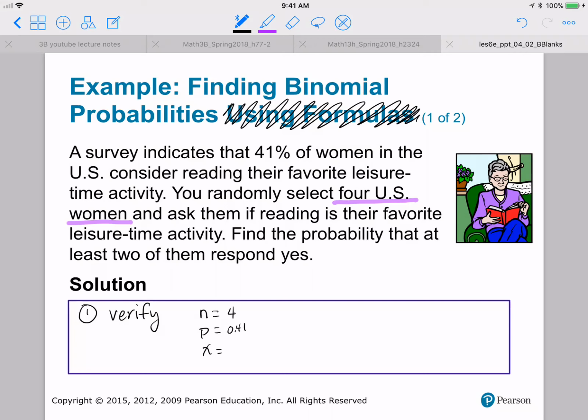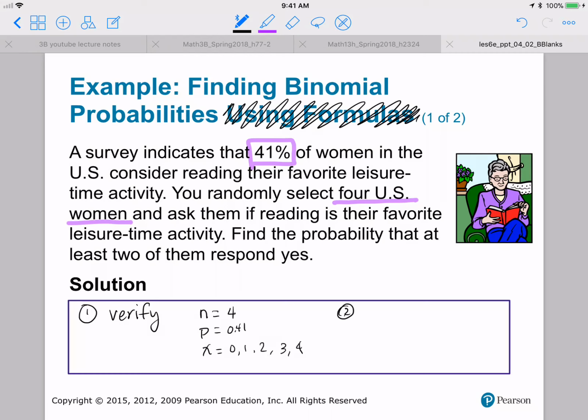41%. How do we get that? That's written in the problem here. It indicates that 41% of women in the U.S. consider reading their favorite leisure time activity. And now X is keeping track of the number of women in the trial that say yes, it is my favorite leisure time activity. So 0 women could say yes, 1, 2, 3, or 4.